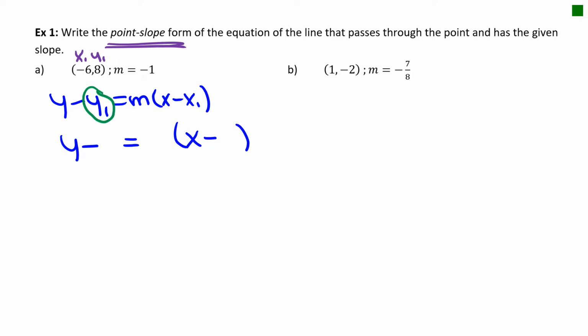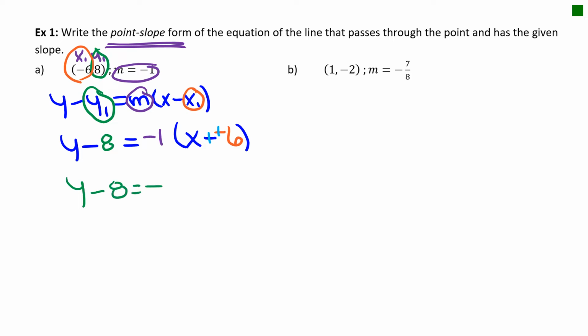Now it asks me for y1 right here. y1 is 8. It asks me for slope. Right there is slope, so I'm going to put -1. And then it asks me for x1. So right here, I'm going to put x1 as -6. So it's just a substitution the very first time. But notice, this minus negative becomes plus positive. So your answer is going to look like y minus 8 equals -1 times x plus 6.